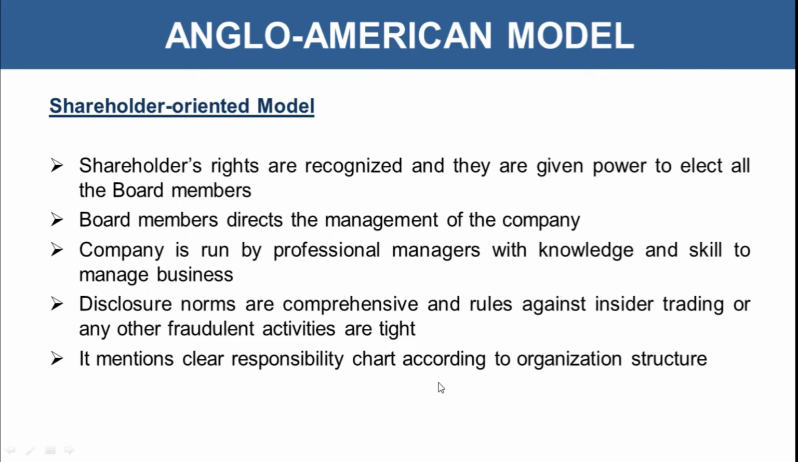It mentions a clear responsibility chart according to organization structure. So the Anglo-American model also mentions the chart of responsibility and the organizational structure. As we can see over here, there are the shareholders or owners who elected the board members. Below the board members, there is the management of the company, the managers. Below managers, there are employees and all. So this mentions the organization structure, the top level, mid level and bottom level, and what the responsibilities could be at each level.